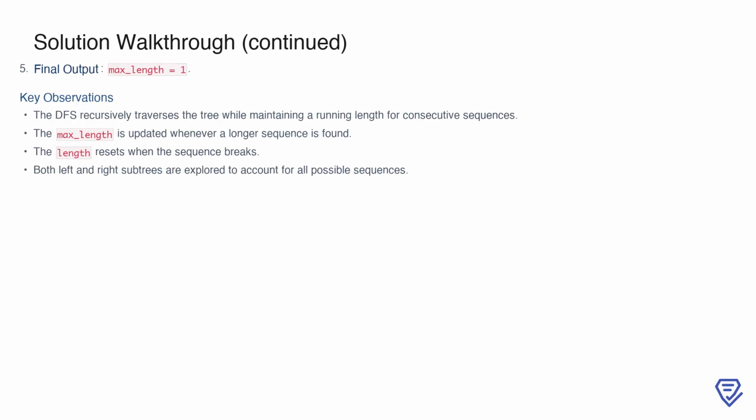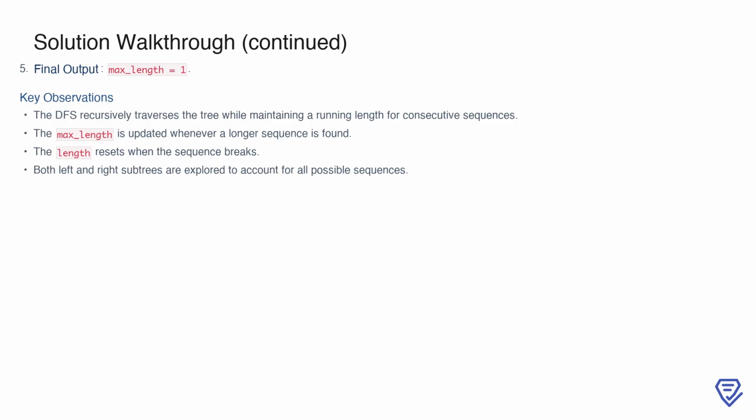Finally, let's analyze a tree with no consecutive sequences. The root node is 10, with left and right children 5 and 15. Starting DFS at the root, parent_val is initialized to 9, and since parent_val plus 1 does not equal 10, the length resets to 1.